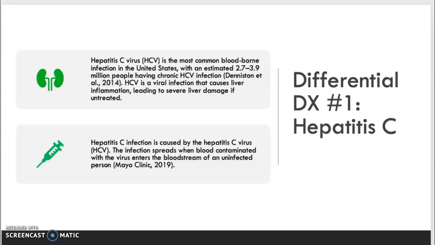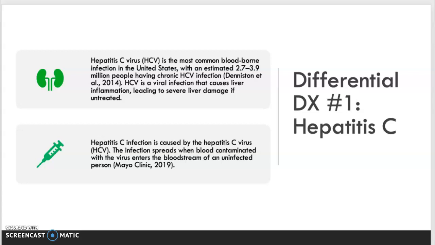Differential diagnosis number 1, hepatitis C. Hepatitis C, or HCV, is the most common bloodborne infection in the U.S., with an estimated 2.7 to 3.9 million people having chronic HCV infection. HCV is a viral infection that causes liver inflammation, leading to severe liver damage if untreated. Hepatitis C is caused by the hepatitis C virus. The infection spreads when blood contaminated with the virus enters the bloodstream of an uninfected person.